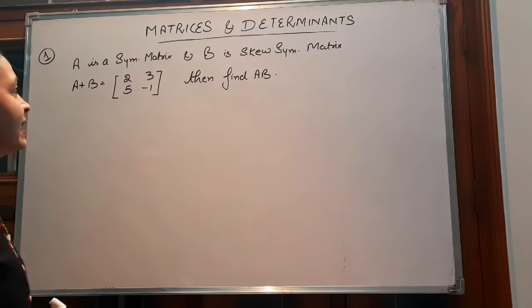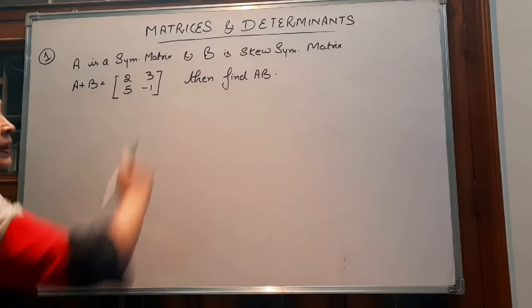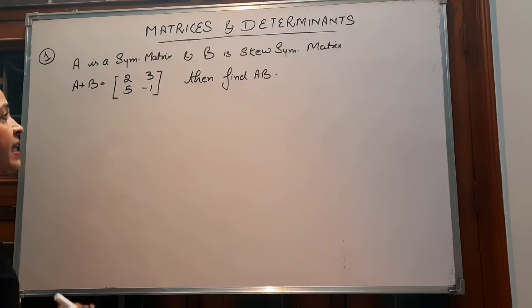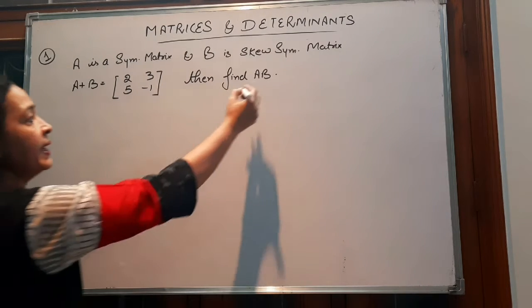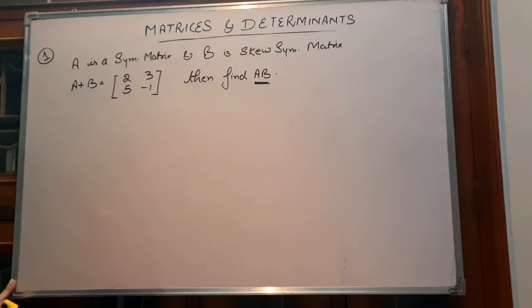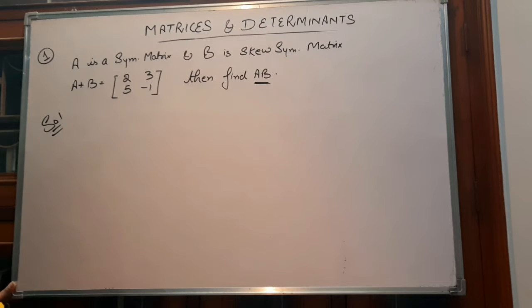Hello students, let's do some more questions on matrices and determinants. First one is: A is a symmetric matrix and B is a skew symmetric matrix. A matrix is given which is A plus B. We have to find AB, that is matrix A into matrix B. Very important question.